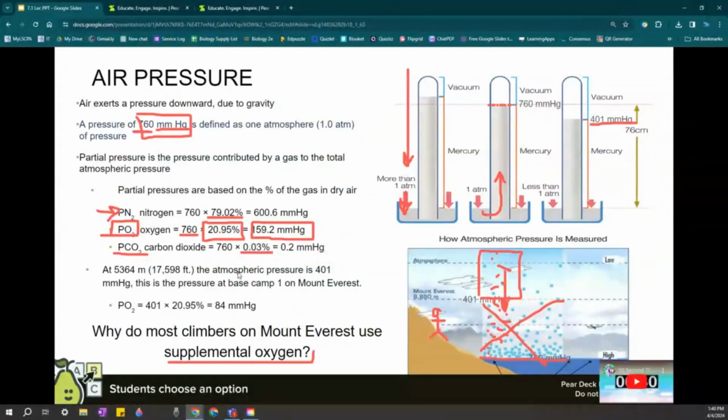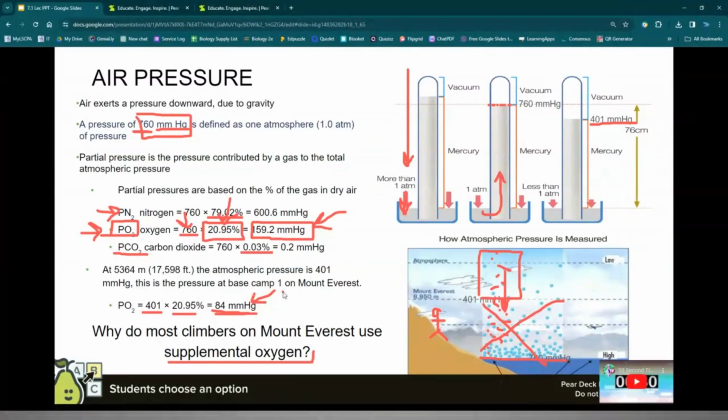Now, if I'm trying to recalculate my partial pressure, I need to multiply the new atmospheric pressure at the top of Mount Everest, which is 401, times the percent of the atmosphere that is oxygen, which is 21. So whereas at sea level, I have 160 millimeters of mercury pressure pushing into my lungs, now I only have 84, which is significantly less. So I'm going to need a supplemental oxygen mask, not because there's less proportion of oxygen, but because there's less atmosphere altogether to be pushing that oxygen into your lungs.